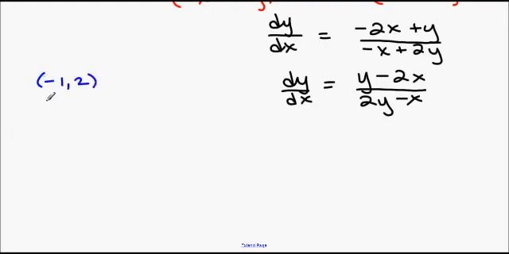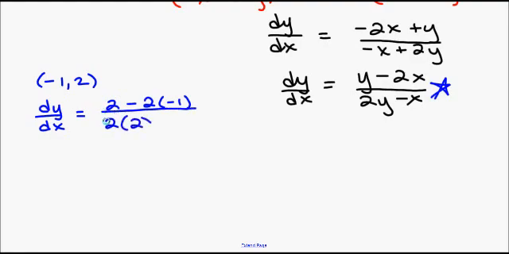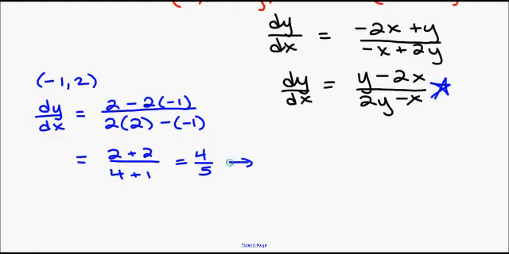So my slope at that point is 2 minus 2 times -1, so I'm using this equation here, over 2 times 2 minus -1. Okay, so this is 2 plus 2 over 4 plus 1, which is 4/5. So this is the slope of the tan line. Okay, and let's find the equation of the tan line.